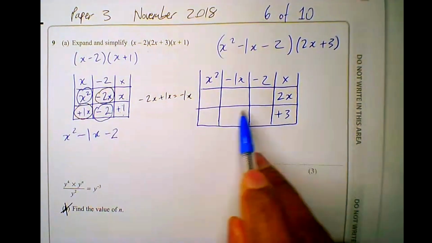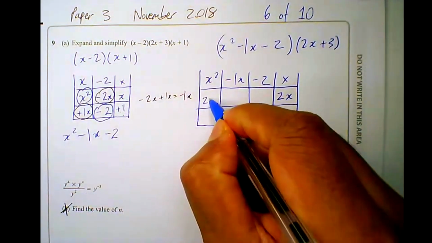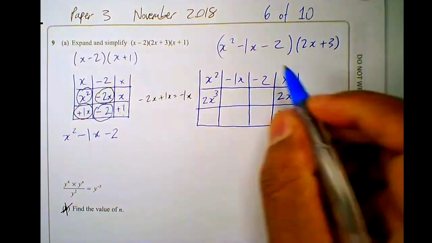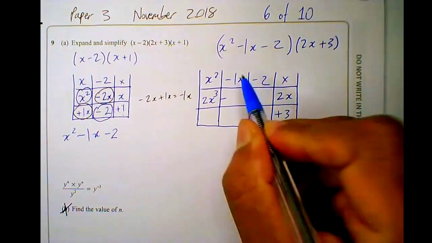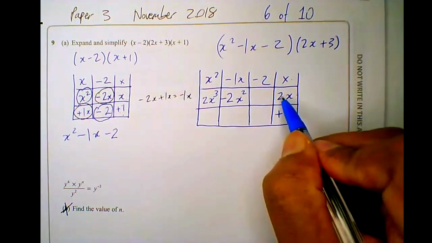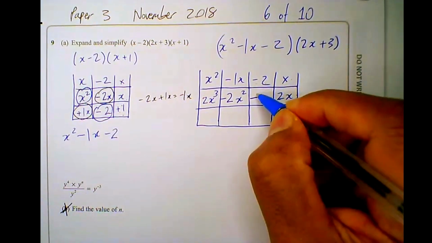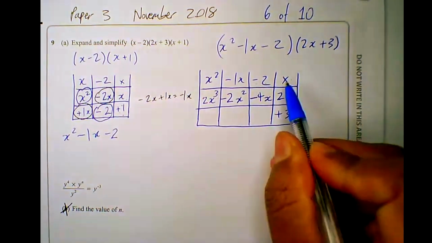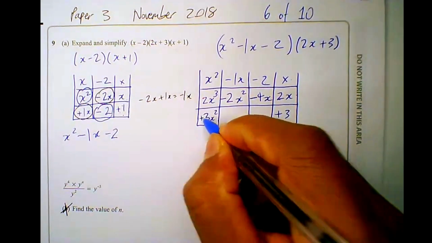And now I can get my 6 terms. 2x times x squared is going to be 2x cubed. 2 times 1 is still 2. Then we deal with the sign, positive and a negative gives me a negative. 2 times 1 is still 2. x times x is x squared. Positive and a negative gives me a negative. 2 times 2 is 4, and I've got my x. Then I've got 3 times x squared, 3x squared, and it's positive.